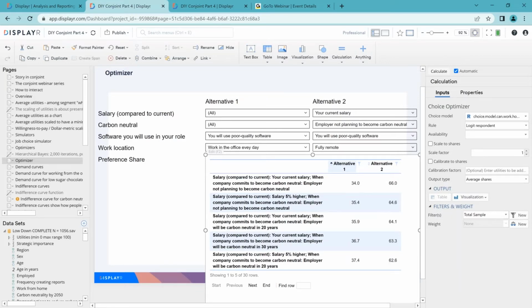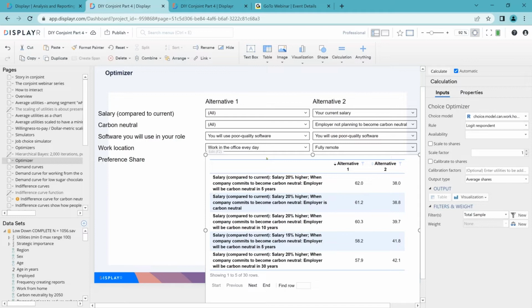So we get up to 62% preference for working in the office if we give away is the wrong word, sorry, if we reward the team with 20% higher salary and commit to being carbon neutral in 5 years. Now remember, we know before that carbon neutral in 5 years has probably got a bit of measurement error, and so probably we're actually better off being carbon neutral, but the difference between them is small.